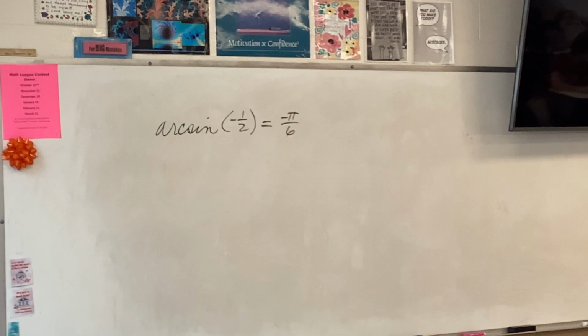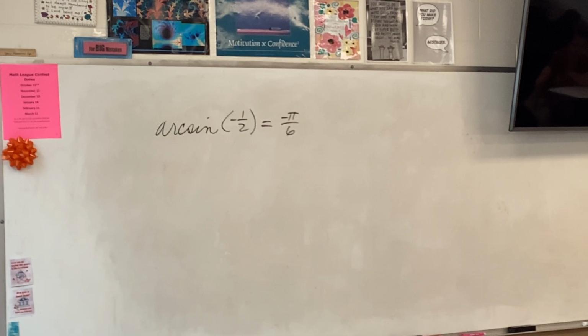Negative pi over 4, that's exactly right. Does everybody understand, first of all, why it's pi over 4, and then why it's negative? Okay? What'd you get for B? Negative pi over 6. Think of root 3 over 3 as 1 over root 3. So it's like 1/2 over root 3 over 2.